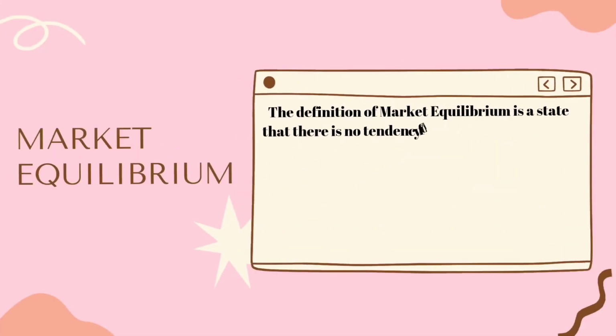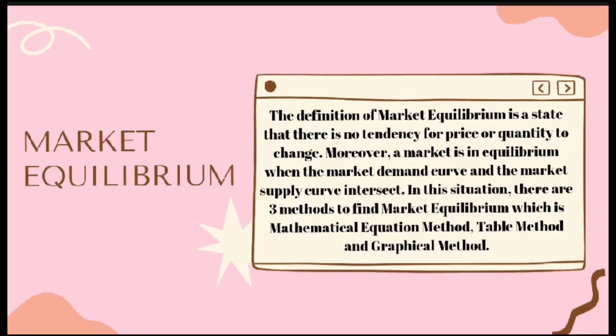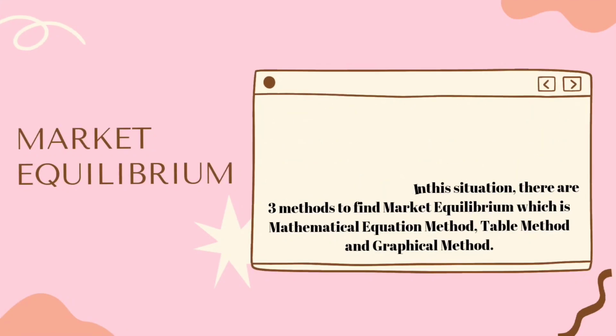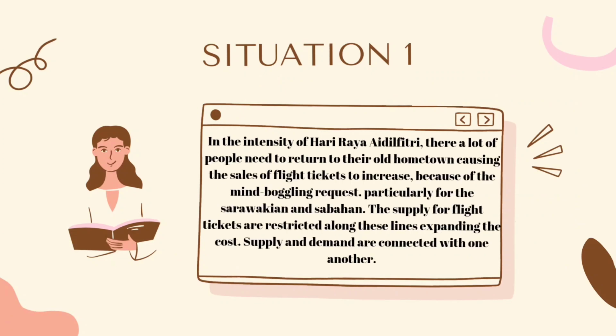The definition of market equilibrium is a state in which there is no tendency for price or quantity to change. Moreover, a market is in equilibrium when the market demand curve and the market supply curve intersect. In this situation, there are three methods to find market equilibrium, which are the mathematical equation method, the table method, and the graphical method.